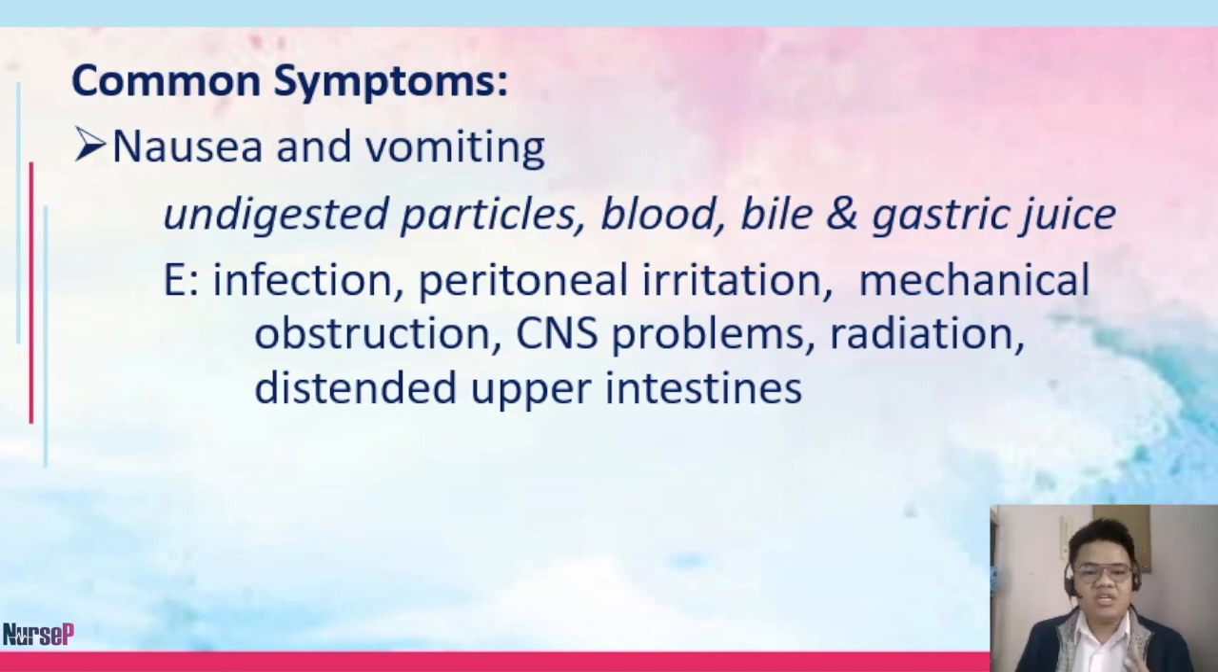Etiology: it may be caused by infection, peritoneal irritation, if you have peritonitis for that matter, then mechanical obstruction as I have mentioned, and then central nervous system problems. Try to find out what are the central nervous system problems that may cause nausea and vomiting. Then you have radiation, which is used for the management of cancer, and distension of your upper intestines. These problems can all lead to nausea and vomiting.